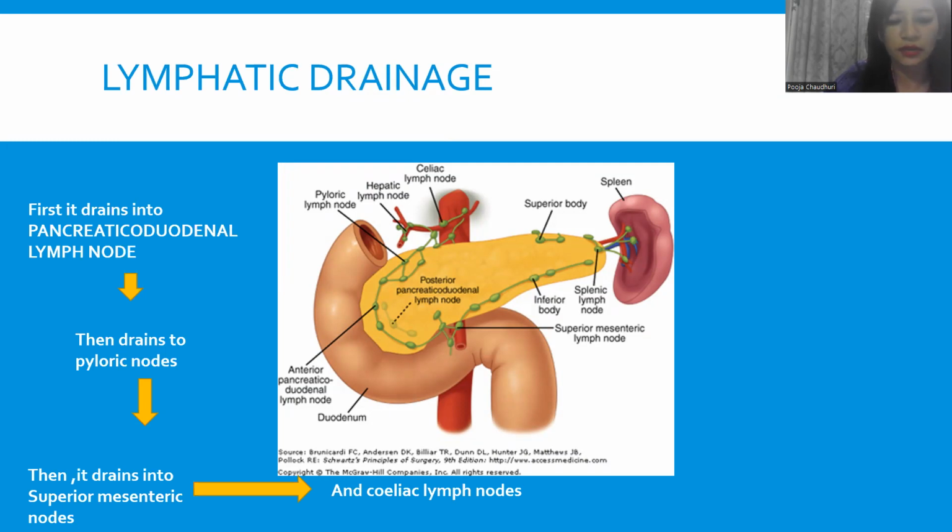First, it will drain into the pancreaticoduodenal lymph nodes, and then it will drain into the pyloric nodes, and then it will drain into the superior mesenteric nodes, and finally it will reach the celiac lymph nodes.